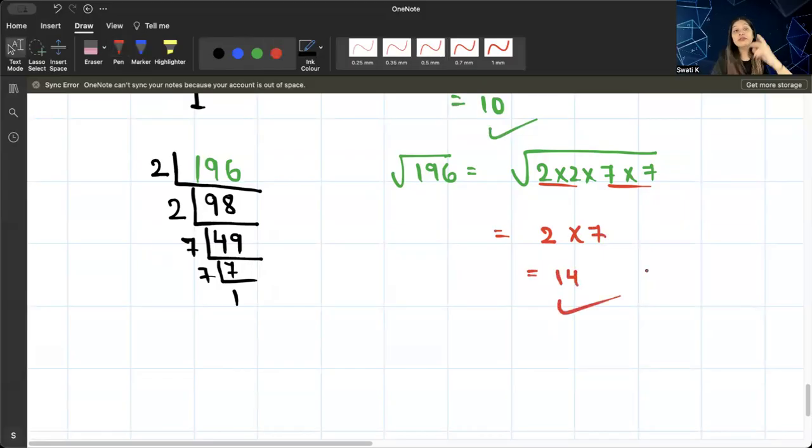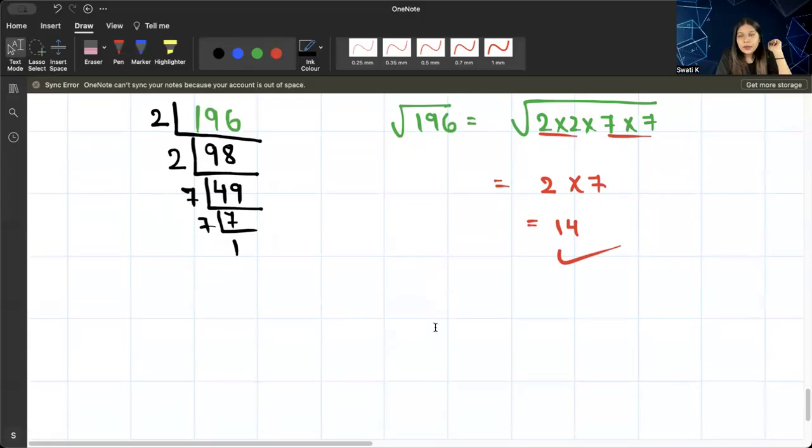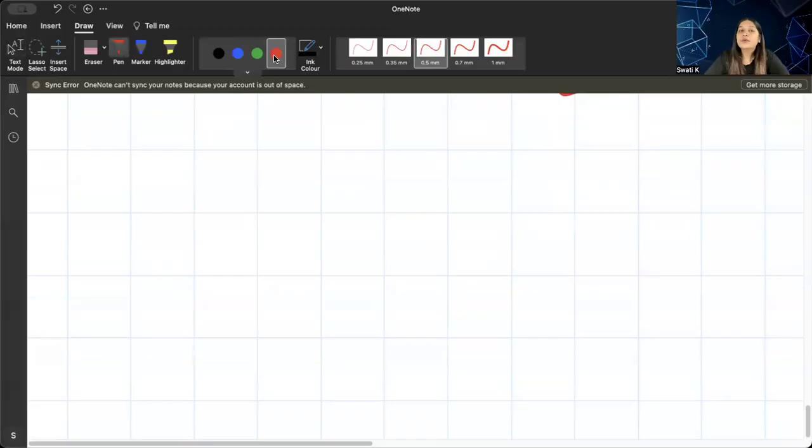That means 14, if you multiply 2 times, you'll get 196, right? All right, we can go to a number which is not a perfect square. Okay, let's take 120. I know that, we all know that 120 is not a perfect square.